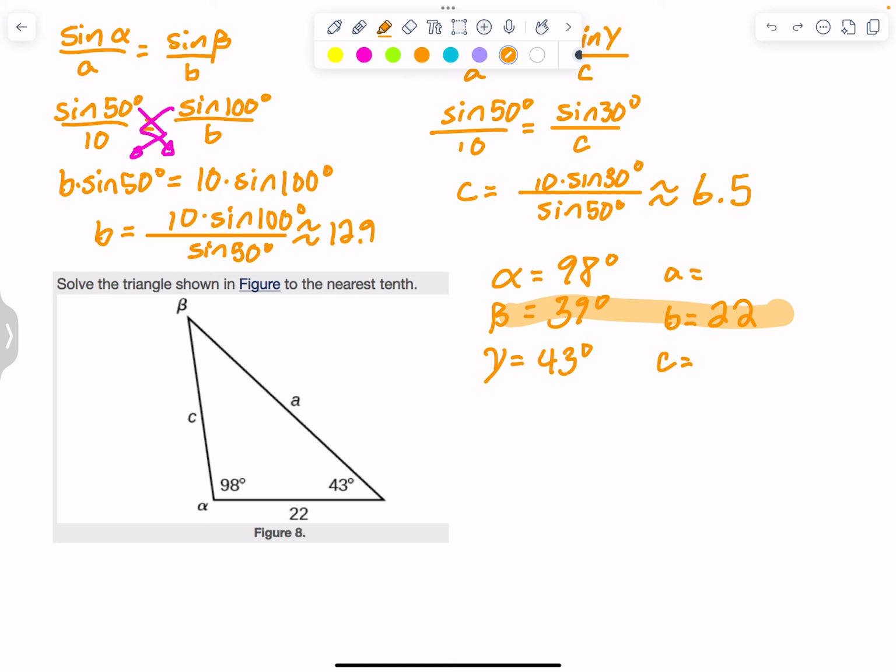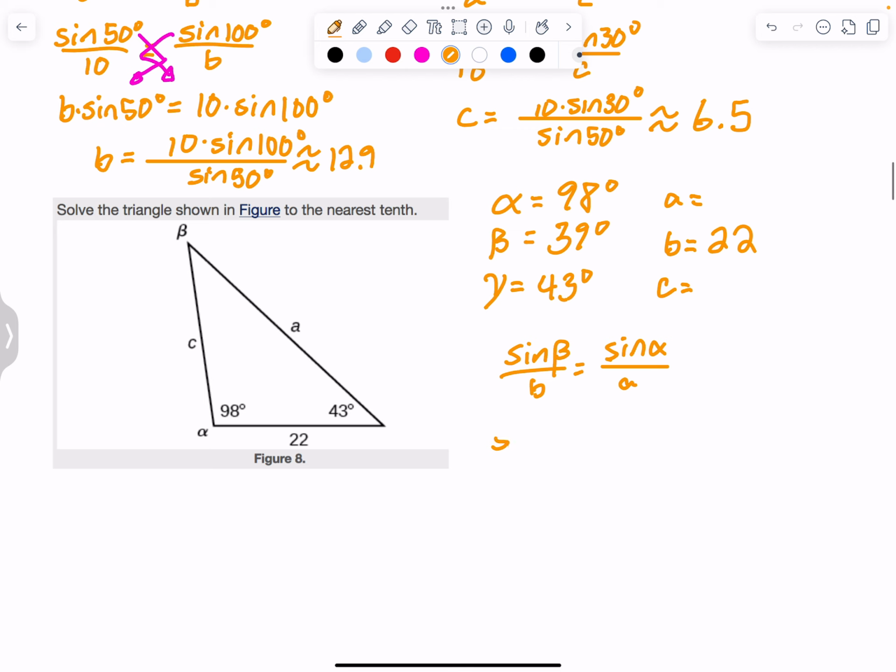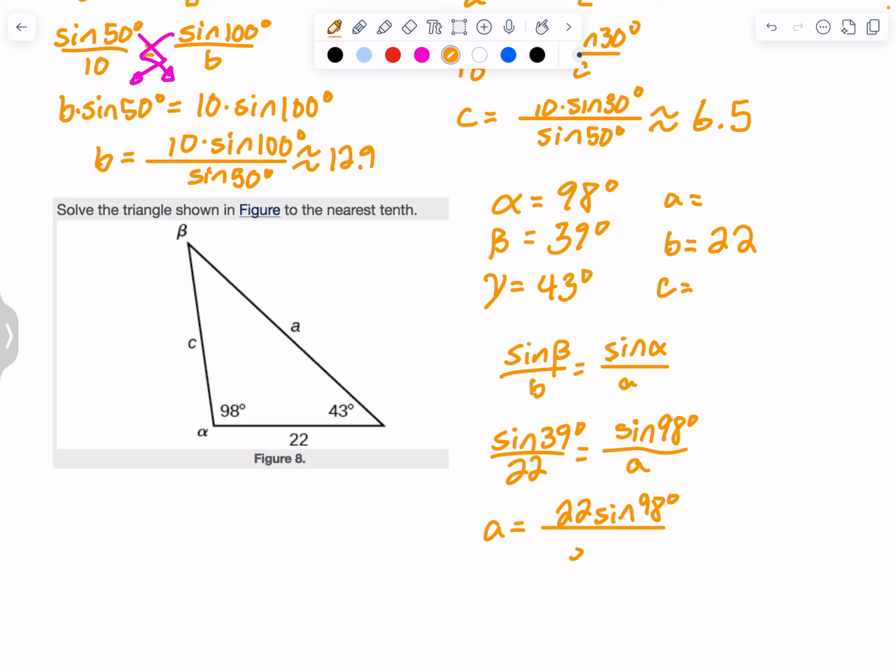So we'll do that. I'm going to write down the rule: sine of beta over B, and let's go ahead and go after A, sine of alpha over A. Let's plug those in. So sine of 39 degrees over 22 is equal to sine of 98 degrees over little a. You'll get used to these, where you'll jump from that to this pretty quick because you can see the cross multiplication. I'm going to multiply 22 by sine 98 degrees. If you can't see it, go ahead and cross multiply and solve. No big deal, I've just done a bunch.